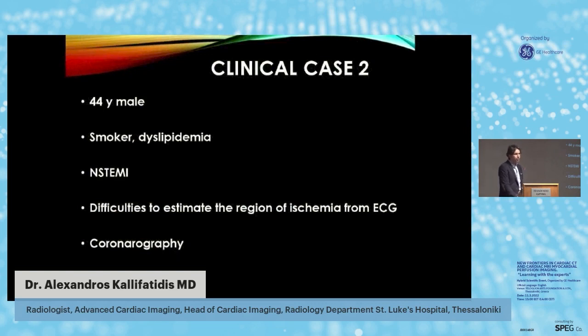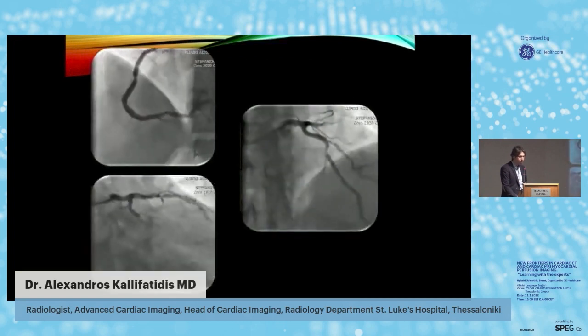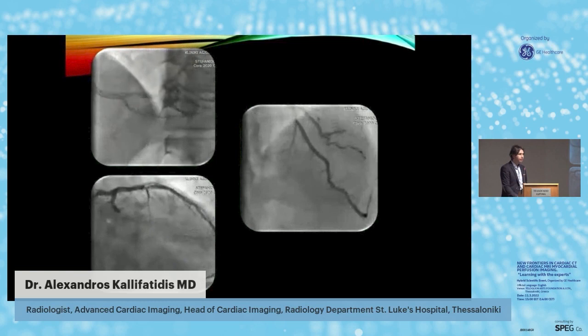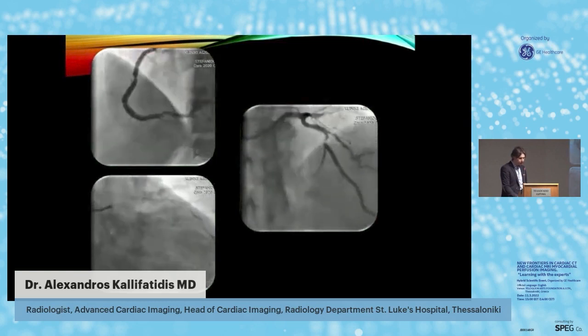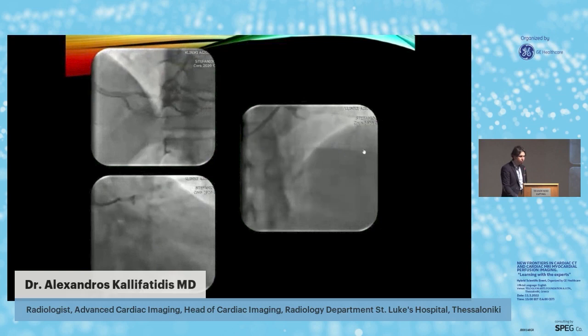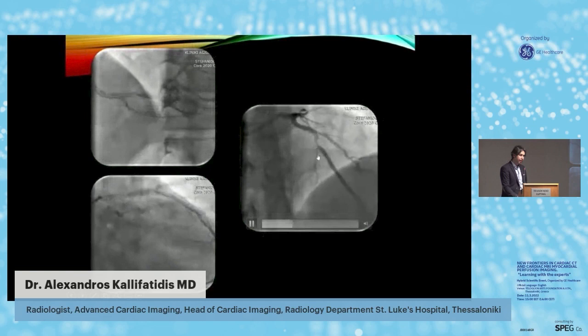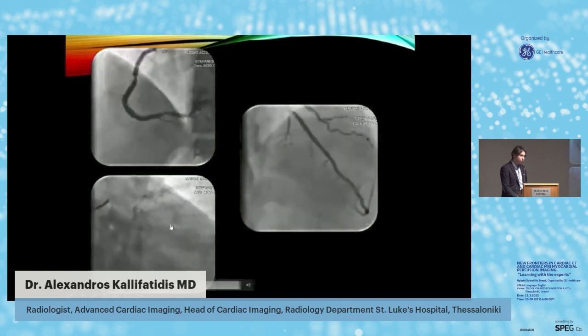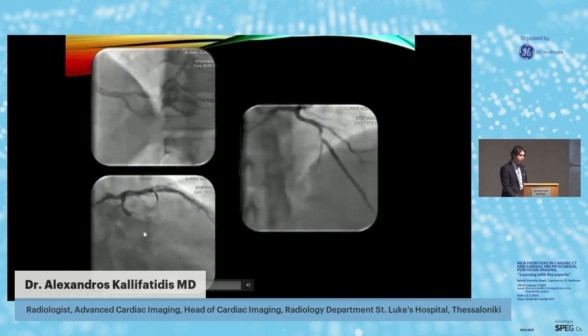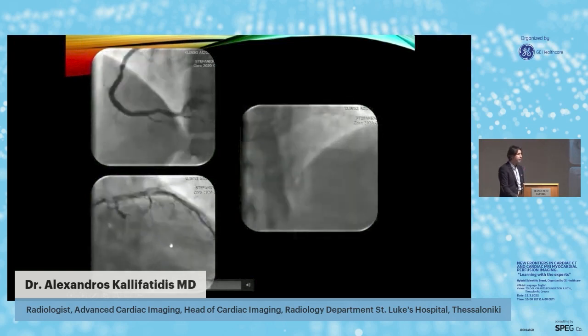Let's proceed now with the second case, a 44-year-old male smoker with dyslipidemia. He presented with non-STEMI. There were difficulties estimating the region of ischemia from ECG, and the patient was referred for further exploration with coronarography. Here we can see his coronary angiogram, where we can see stenotic lesions in the right coronary artery, a significant stenosis here in LAD, but also an obstruction in the circumflex artery.